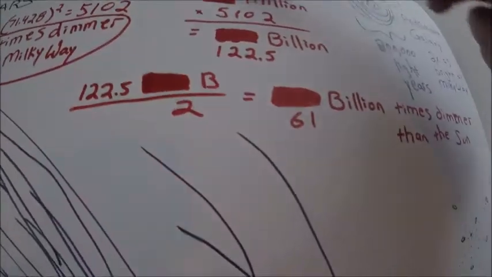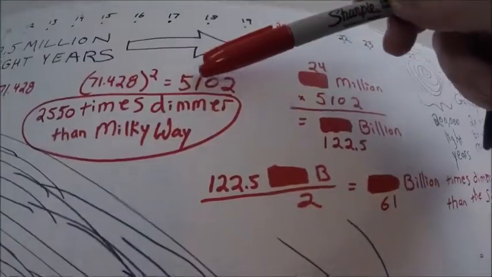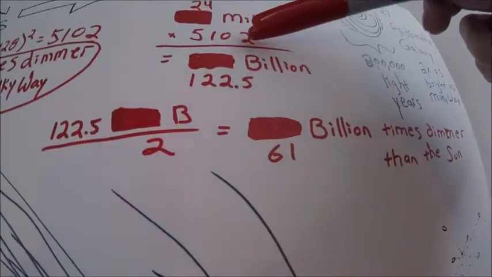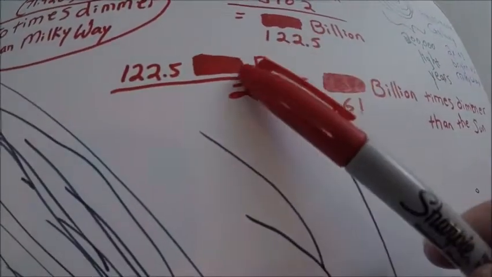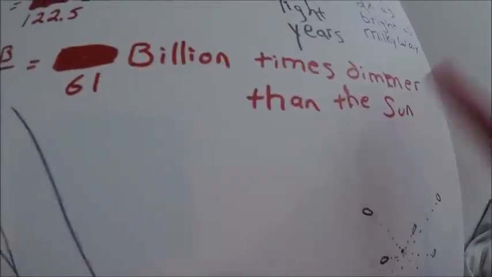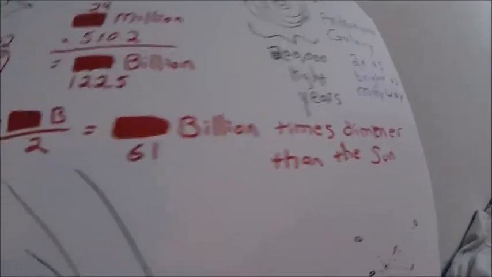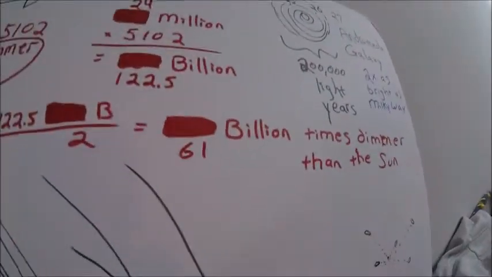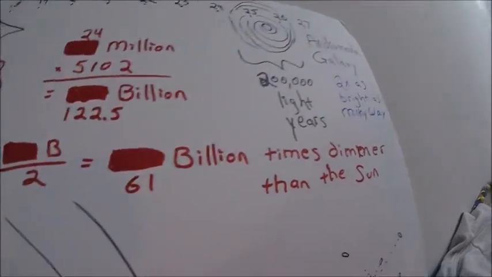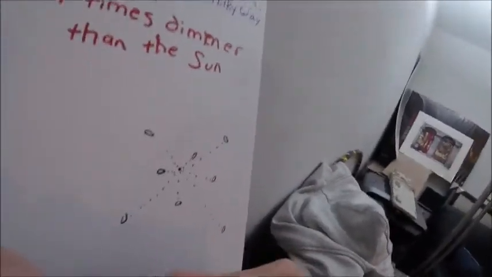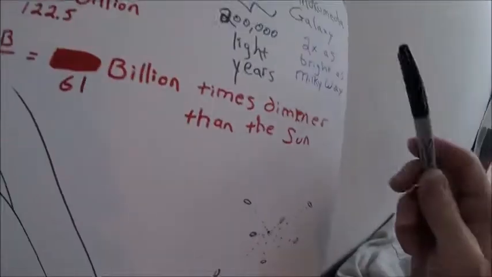Here I did the math differently. I multiplied the 24 million by the factor of 5,000, and you get 122 billion, but it's twice as bright, so you cut that in half. 61 billion times dimmer than the sun. That's the Andromeda Galaxy. What about all the other galaxies? There are approximately 200 billion to 400 billion, depending on what year and what telescope we're looking at. More powerful telescopes get us a lot more. So we have 200 billion to 400 billion visible galaxies in the universe.